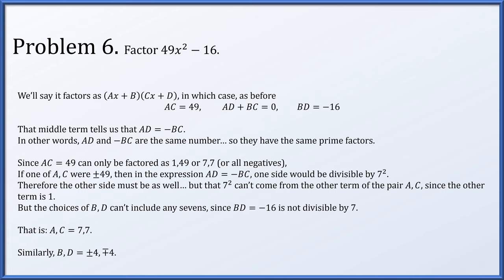Very similarly, we will derive that B times D being negative 16, I cannot pick a 1 and a 16, or a 2 and an 8. Either way, I'm going to have something divisible by 8, and then in the expression AD equals negative BC, the other side wouldn't work out. Whichever one you put the 8 or the 16 in, the other side would not have it, because we've already established that A and C are both 7. So B and D have to both be plus or minus 4.